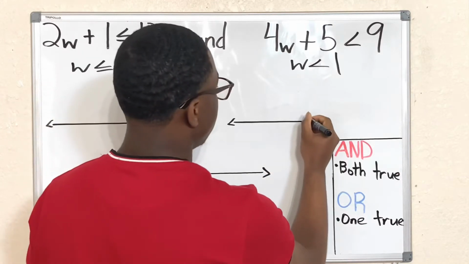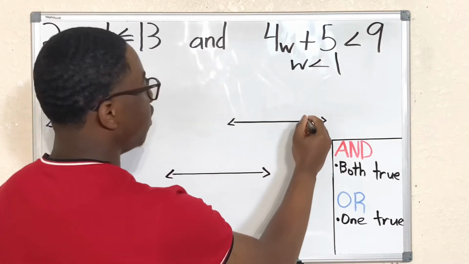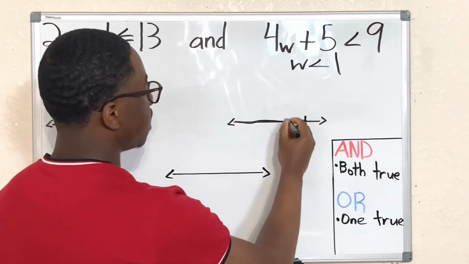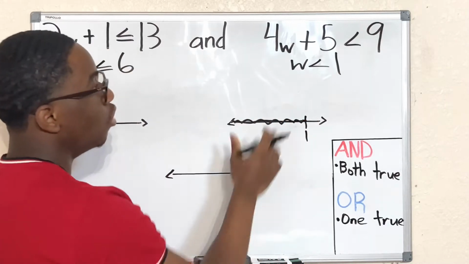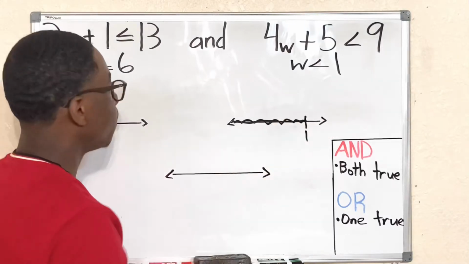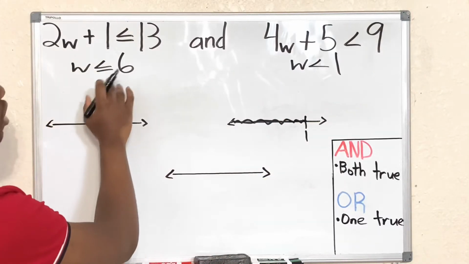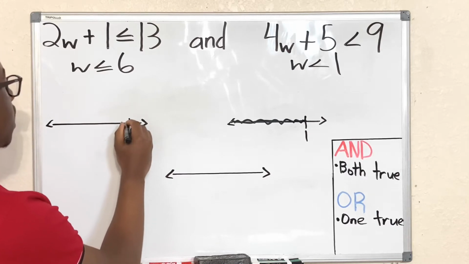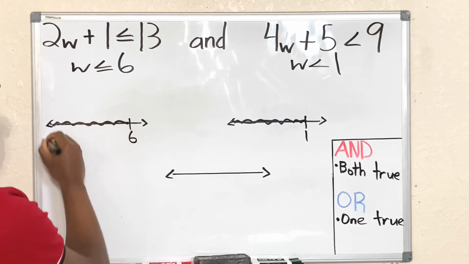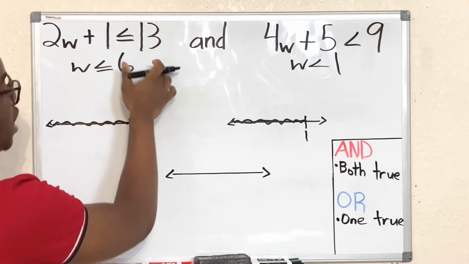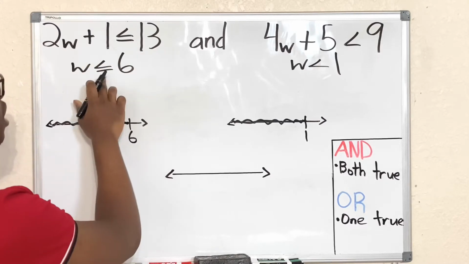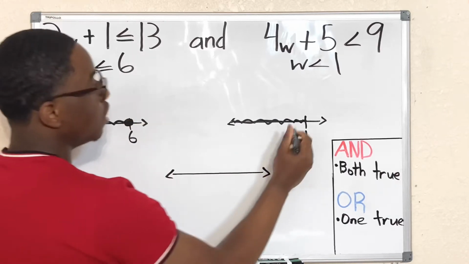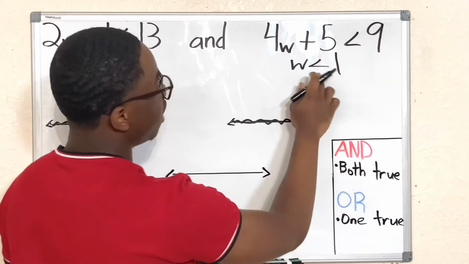All right, so here we have w has to be less than 1. So let's put 1 right here. Now every one of our values going this way has to be less than 1 in order to satisfy this inequality. Here we have w has to be less than or equal to 6. So let's put 6 right here. And everything going this way will satisfy this inequality, right? And remember, our less than or equal to sign is going to be a big filled bubble. This one is just going to be an open circle because we just have less than 1.